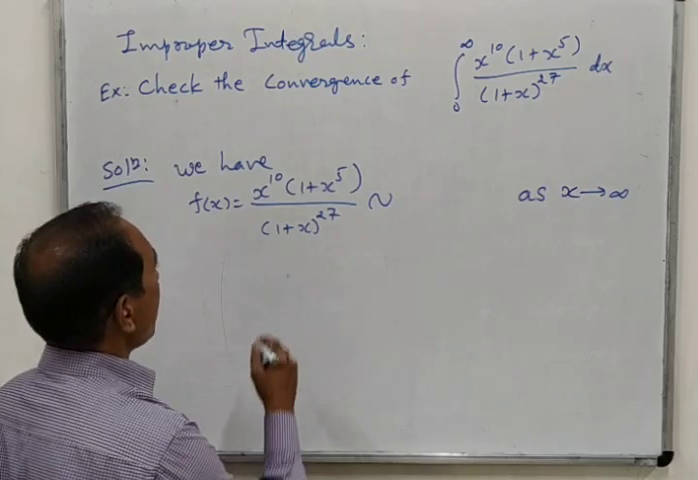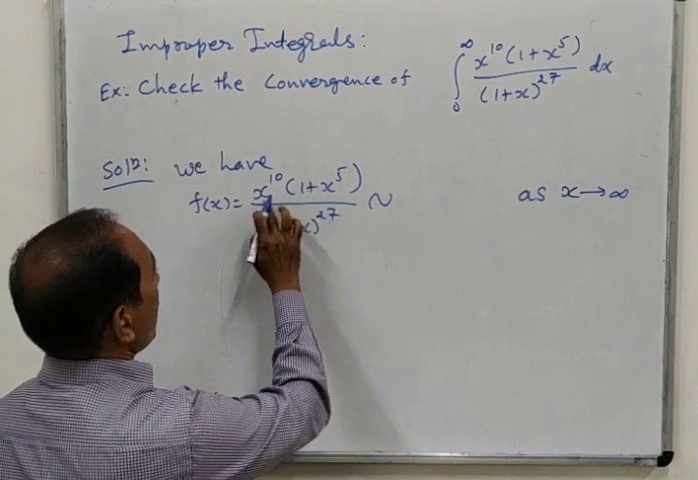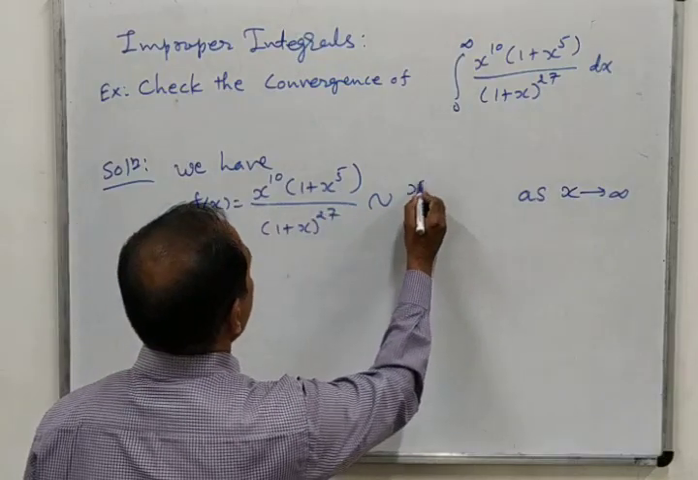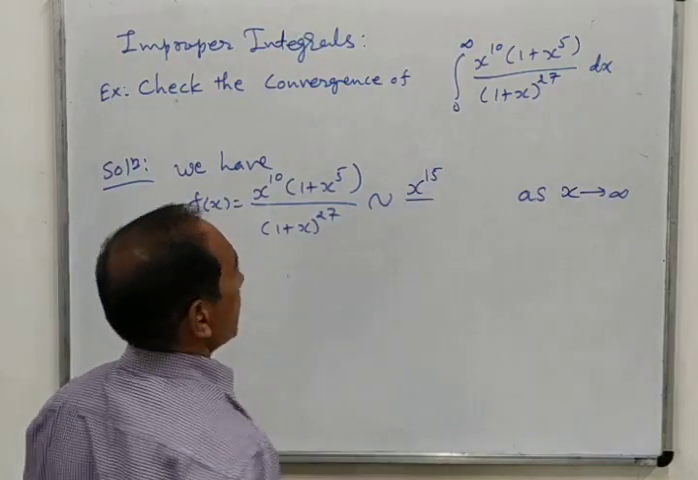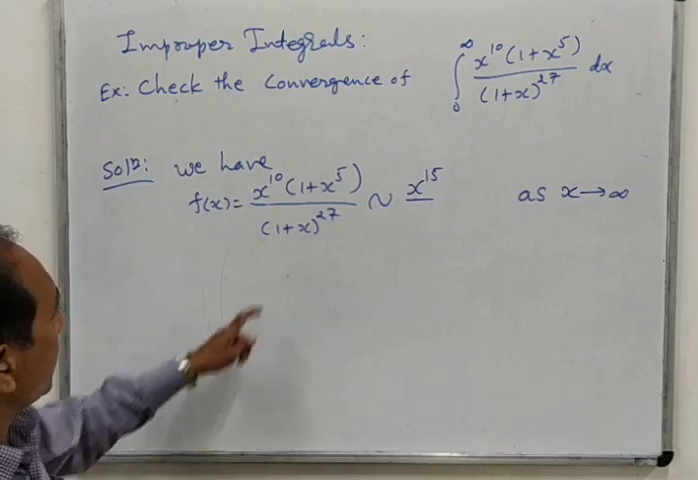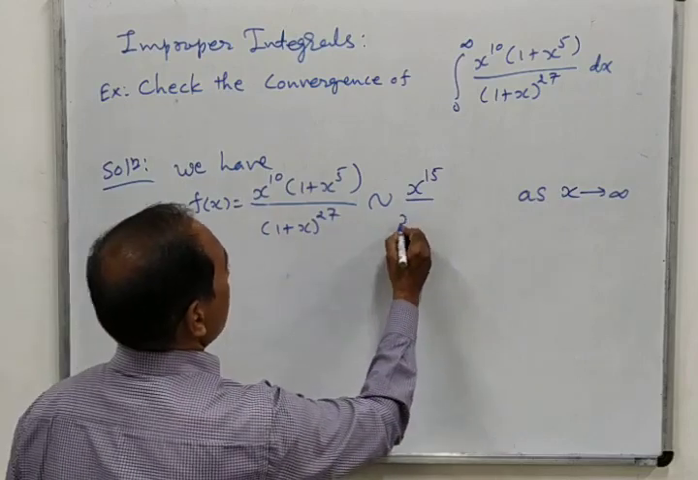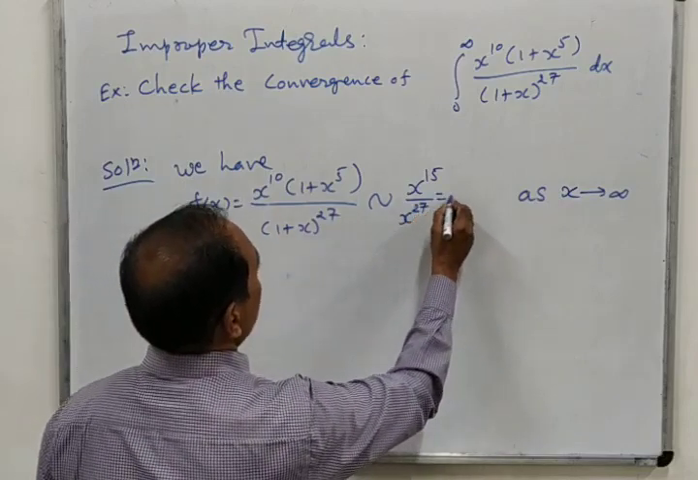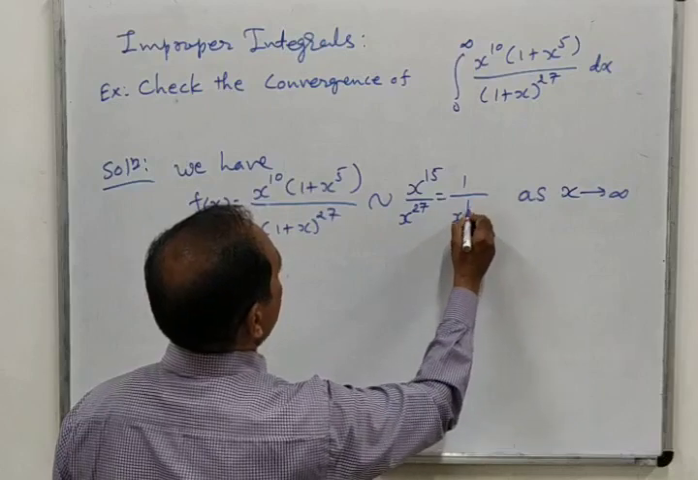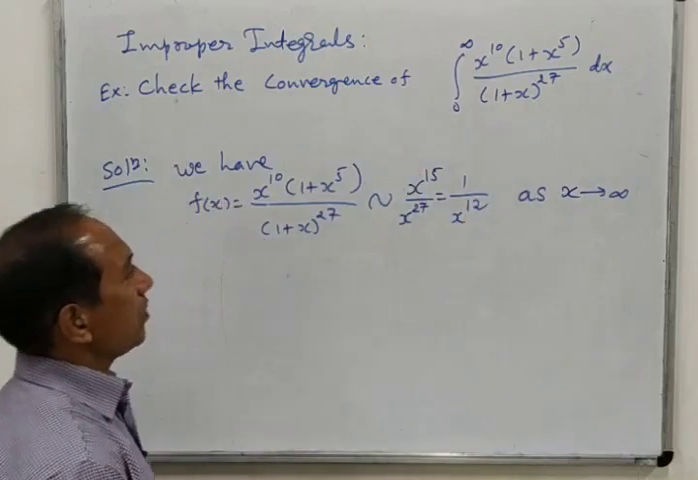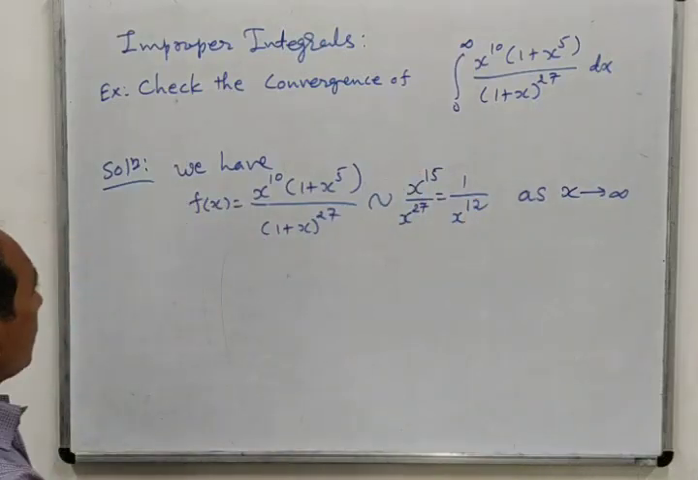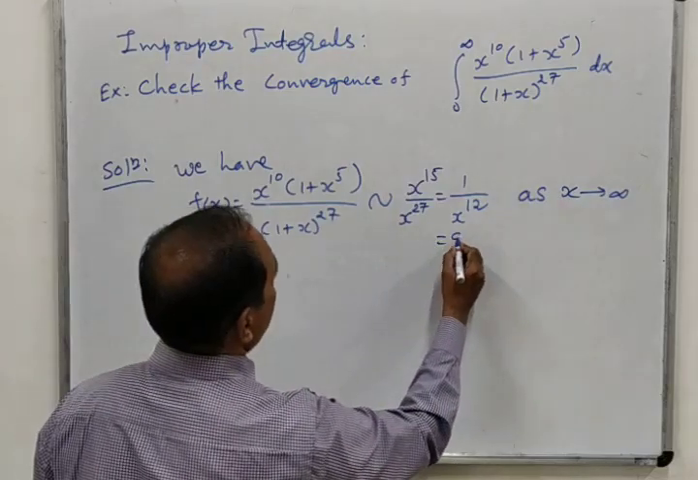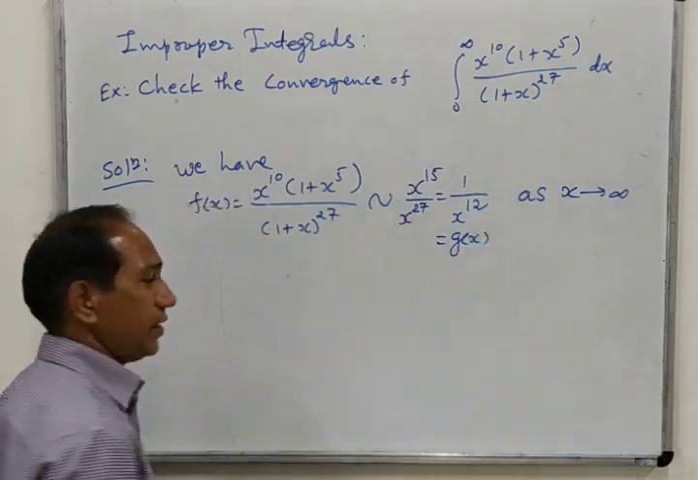So we can see that when x is very large, there is no effect of 1. So the highest power of x here is 15. So the numerator is equivalent to x raised to 15. The denominator is equivalent to x raised to 27. So this is 1 upon x raised to 12. Okay? So we will consider this as g of x directly.